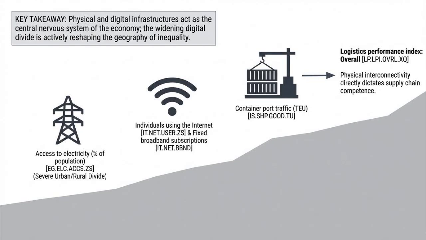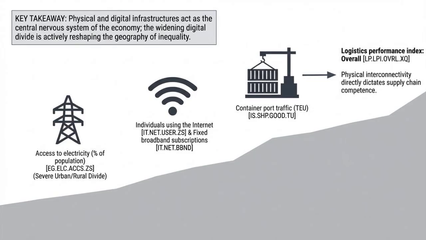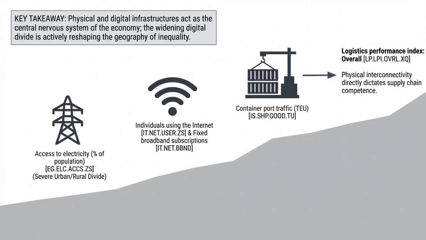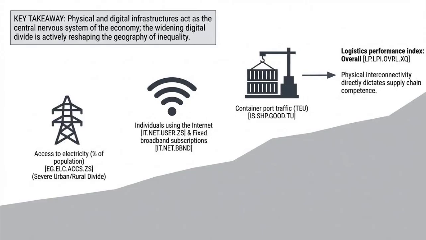Let's move to slide 10. This covers physical interconnectivity, infrastructure, energy, and digitalization. The visual is an area chart mapping access over time combined with iconography. We start by looking at basic access to electricity, broken down to show the disparity between rural and urban populations.